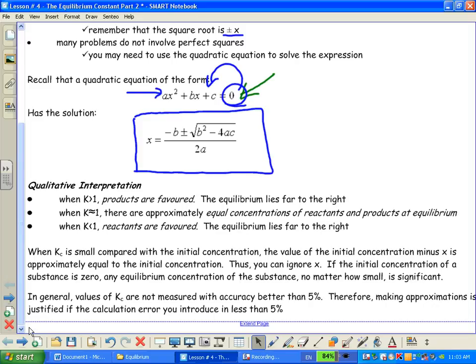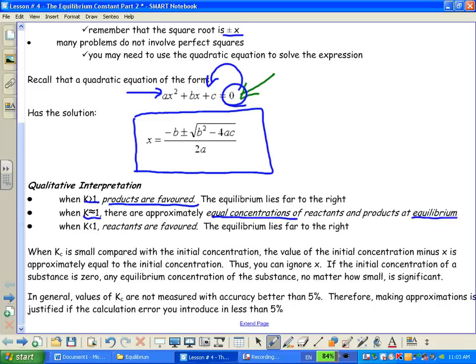So we also have to look at qualitative interpretation. When K, the equilibrium constant, is greater than 1, products are favored. You need to memorize this. If K is approximately equal to 1, then we're basically at equal concentrations of reactants and products, and we're at equilibrium. When K is less than 1, reactants are favored. So really key, if it's greater than 1, it's going towards the products. If it's less than 1, the reaction is going towards the reactants.